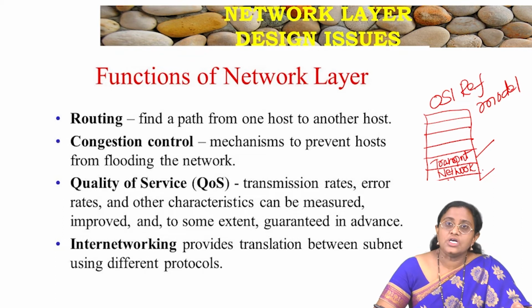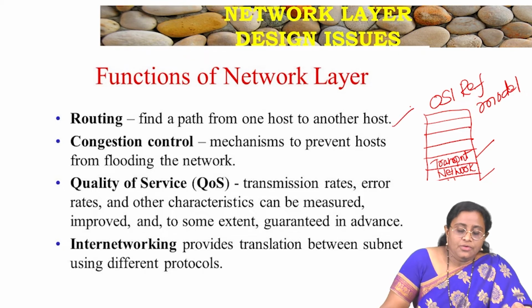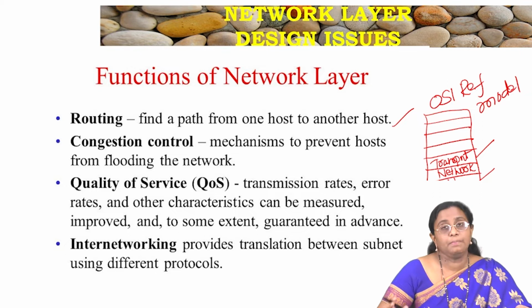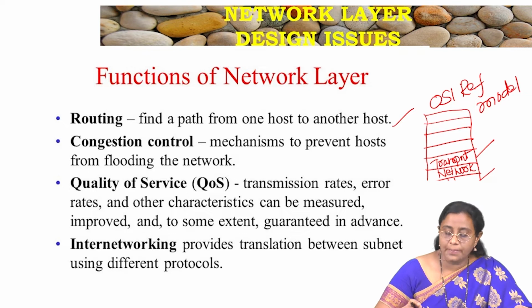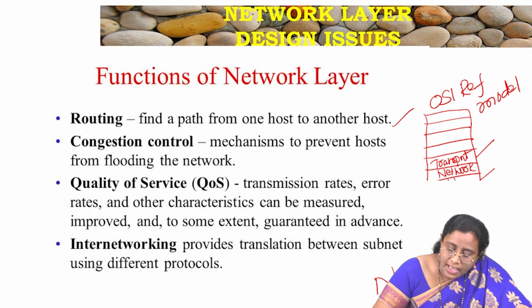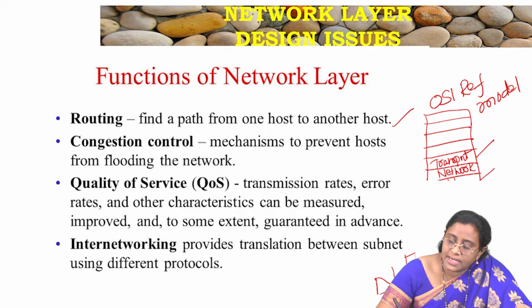Coming to the functions of the network layer, the first one is routing. Routing means that for the transmission of packets, it needs to find one route or one path. That path, whether a physical connection or a logical connection, is a particular path along which a data packet can be transmitted from one node to another node, or from one source to another destination. This path is what we call routing.